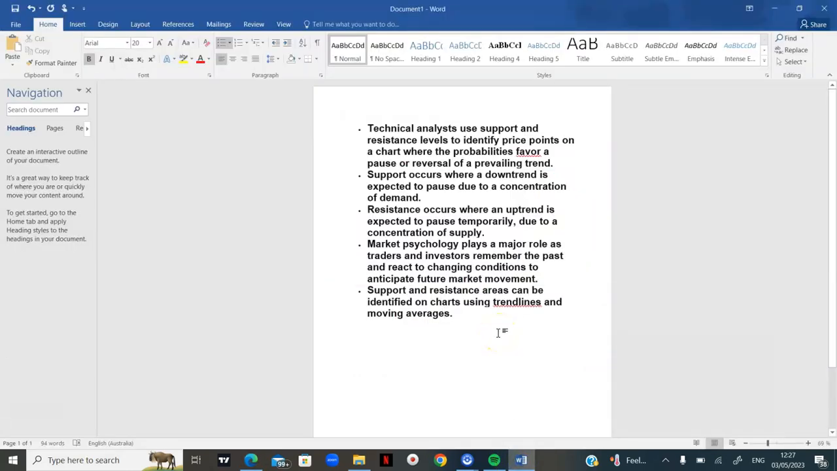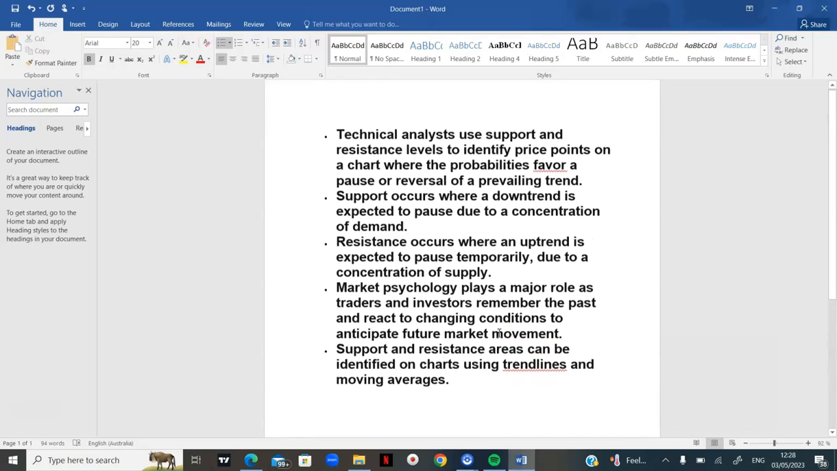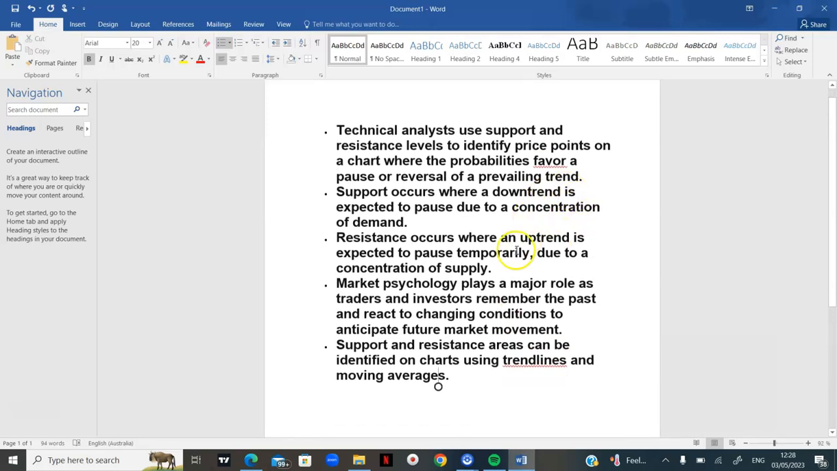So let's go to this content and see what I have here. It says technical analysts use support and resistance levels to identify price points on a chart where the probabilities favor a pause or a reversal of a prevailing trend. So that means when the market is trending up, for example, there are areas on your chart where, when the price reaches that area, there is probability of the price returning back, pushing back, or breaking that area to go up.